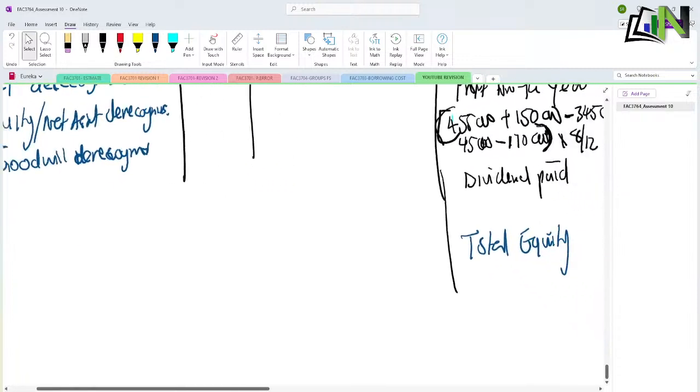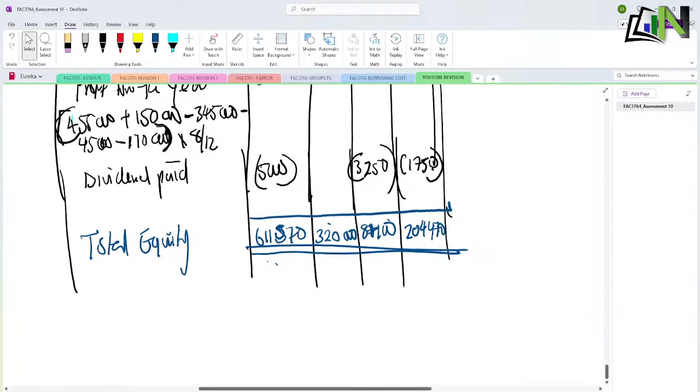Now let's go get our items. Let's start with our NCI. NCI is 204,470. 204,470, this figure here.